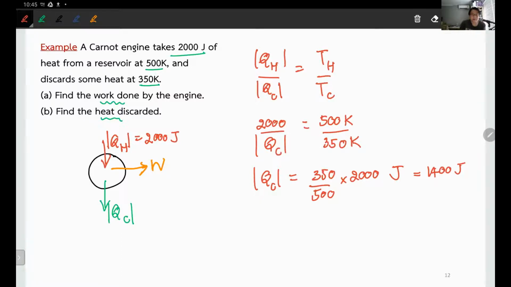All right, very good. You guys with me so far? And then, of course, you want to figure out the work. The work is just the difference between the heat that flows in and the heat that flows out. So it's going to be 2,000, subtract out the discarded heat, 1,400, and that's it. It's 600 joules.